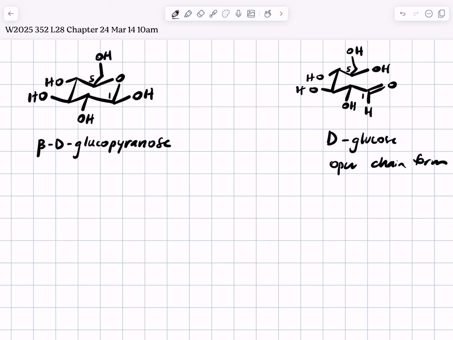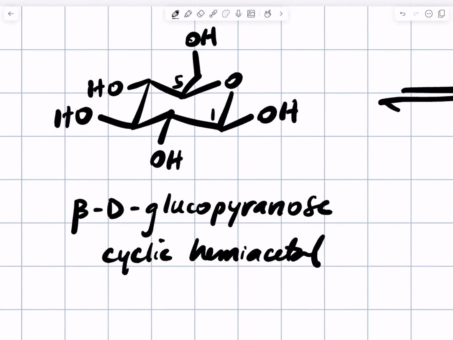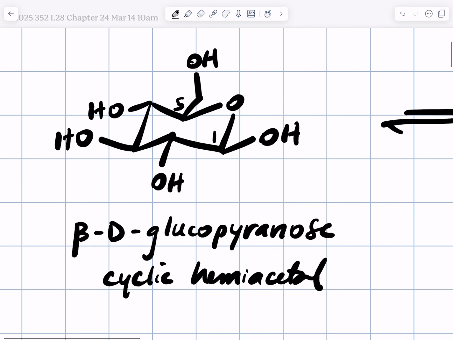Okay, so beta-D-glucopyranose is a cyclic hemiacetal, and the open chain form and the cyclic hemiacetal form are in equilibrium in aqueous solution. We'll talk about that in a minute. But before we do that, I want to talk about each portion of the name and what it means. So, starting out with D, D refers to stereochemical configuration at this stereocenter, C5.